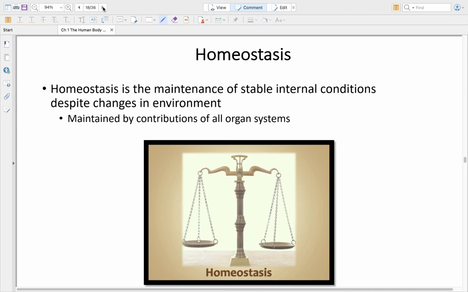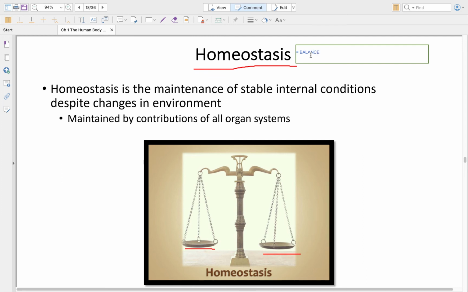Okay, the next thing we're going to talk about is homeostasis. A lot of people get this concept confused because they are introduced to it in a confusing manner. It doesn't have to be confusing. Homeostasis simply means balance. That's why we have these scales. See how these scales are balanced? Because homeostasis, that's what it means.